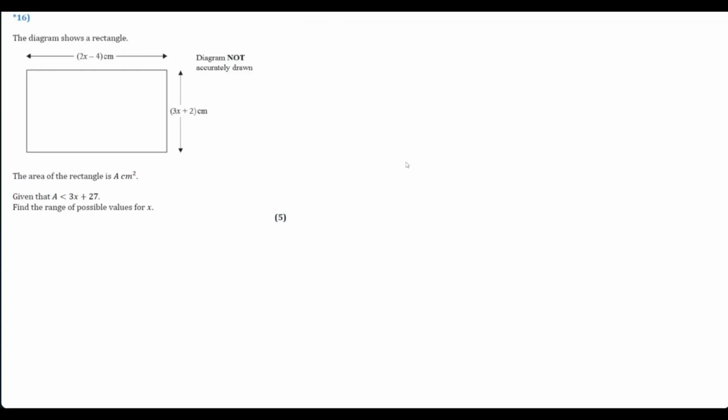Question number 16. The diagram shows a rectangle. The area of the rectangle is a centimeter squared. Given that the area has to be less than 3x plus 27, find the range of possible values of x. Okay, this is a quadratic inequalities question. And a lot of people will get the inequality signs wrong. So I'll very quickly show you how you can get it right every single time. First of all, what I want to do is just set out an equation for this. This is going to be 2x minus 4 times 3x plus 2, length times width, because it is a rectangle.